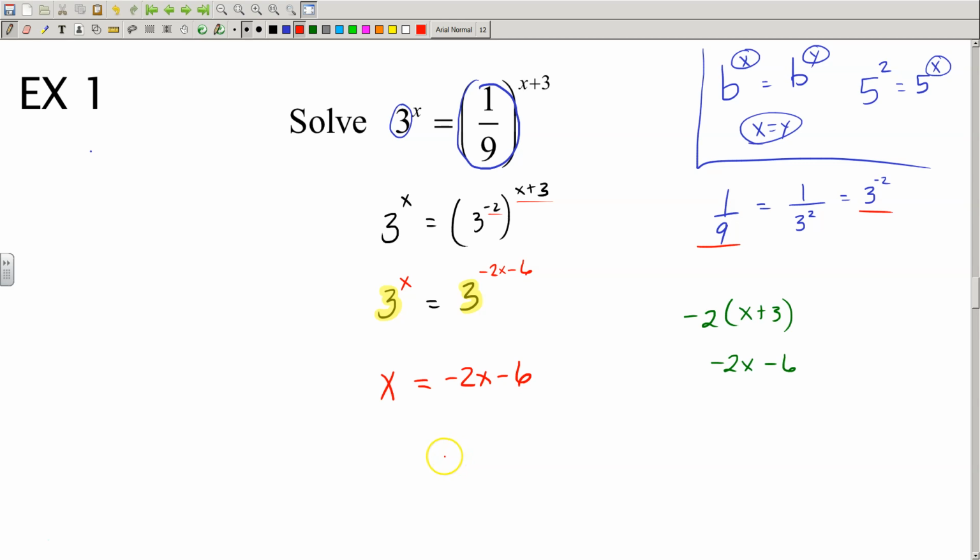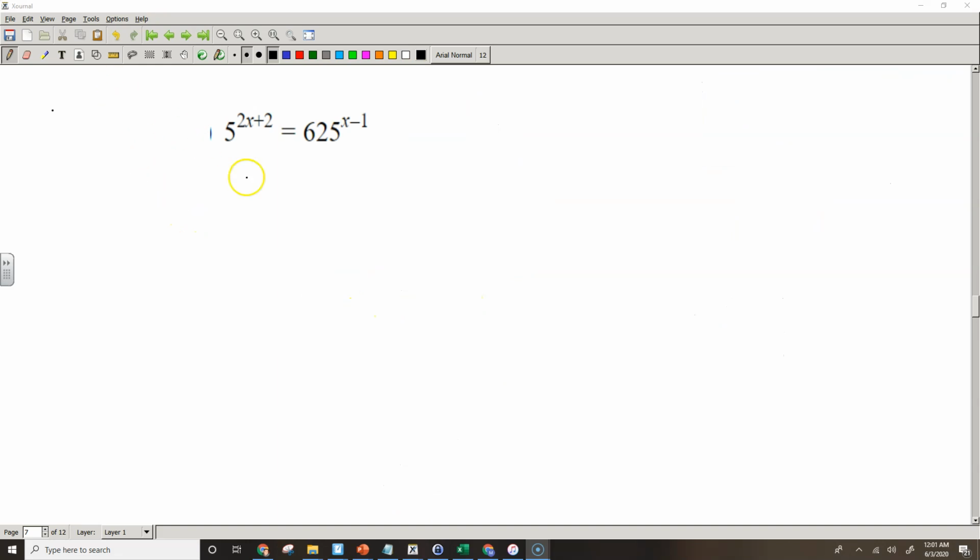Well, once I do that, then it becomes an easy problem to solve, because now I have a linear type of problem, and I can go ahead and do my algebra with this. So if I add 2x to both sides, then I get 3x is equal to -6, and I can divide by 3 and get x is -2. And there's my answer. All right, so here's another practice problem.